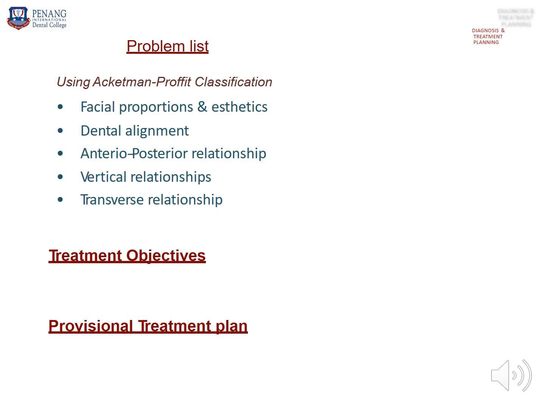So now I will give you some examples of cases where we will look at the patient history, clinical examination, diagnostic records, and how to formulate the problem list. Usually, we formulate the problem list from the patient's facial proportion and aesthetic, and then from the dental alignment, the anterior and posterior relationship, vertical relationship, and transverse relationship of the patient's skeletal pattern.